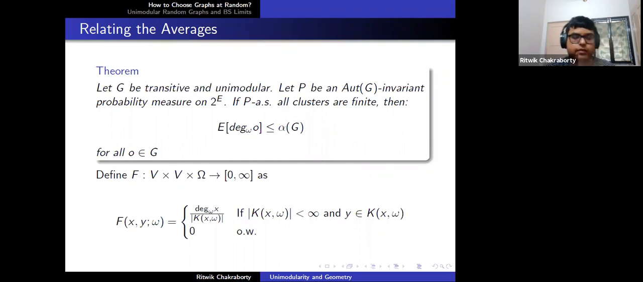So these two are in fact related, right? This is the main theorem: if G is a transitive and unimodular graph, and P is any automorphism invariant probability measure on the space of configurations, such that P almost surely all clusters are finite, then the expected degree is bounded above by the geometric degree alpha for any random choice of vertex in G. In particular, we do know an example of when all my clusters are almost surely finite. For example, this happens below p_c, and for some nice graphs, for instance, it also happens at p_c, right?